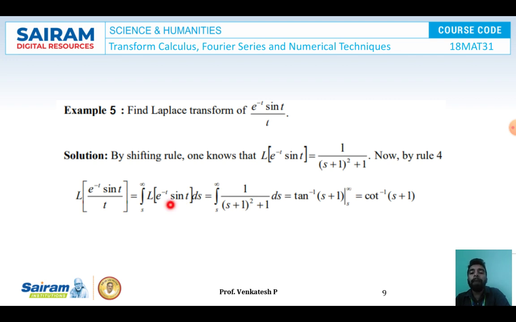After applying the Laplace transform, I am going to replace this value here, that is integral 1 by s plus 1 whole square plus 1 into ds. This will be equal to tan inverse of s plus 1 with the limit s to infinity. So cot inverse of s plus 1 we got after applying the limit.